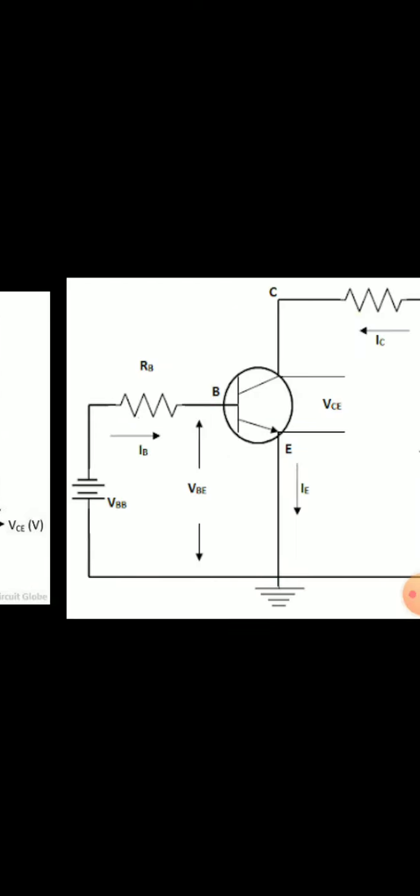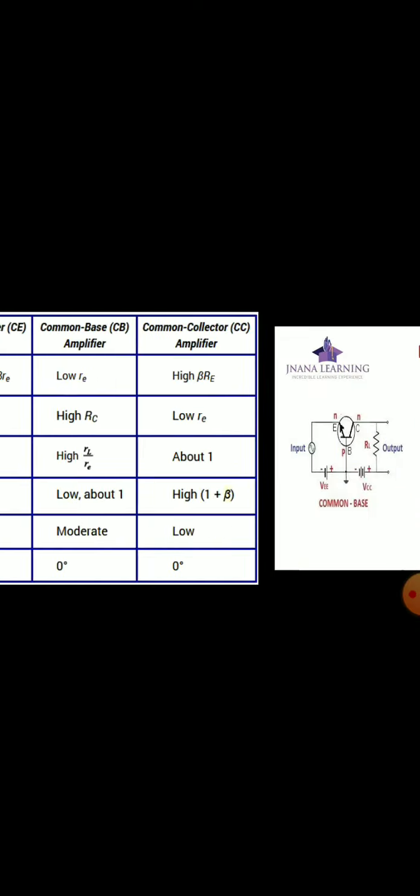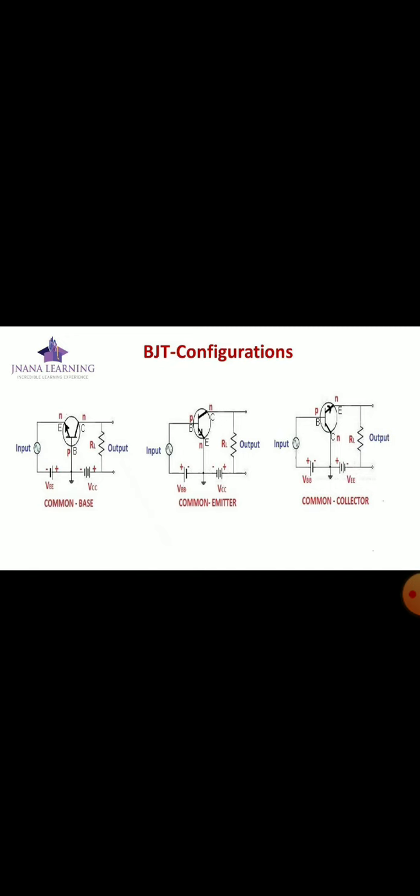Next one, the last one, is common collector configuration. This is the basic circuit diagram of common collector configuration. Here the input is applied between base and collector, while output is taken between the emitter and collector. So what is common? The collector. The collector of the transistor is common for both input and output, so it is called common collector configuration.